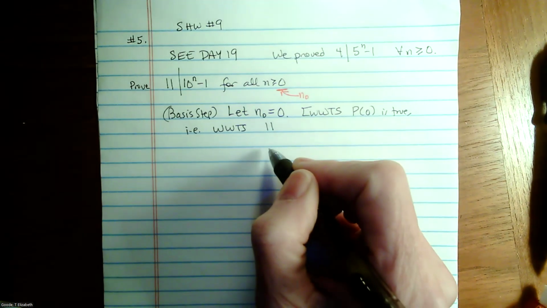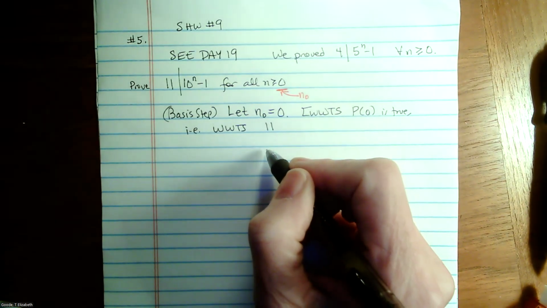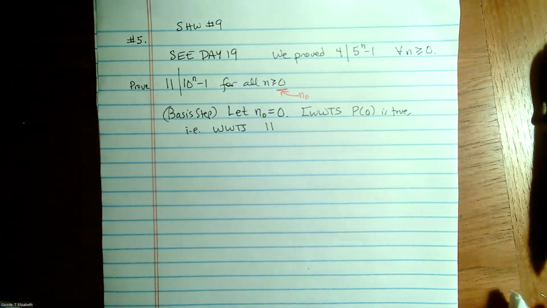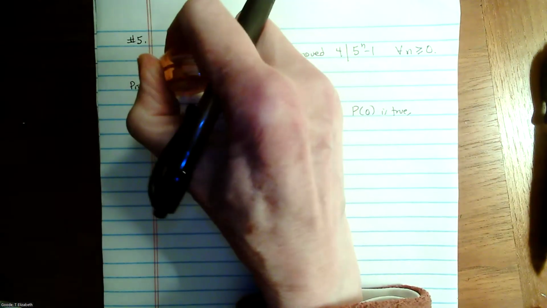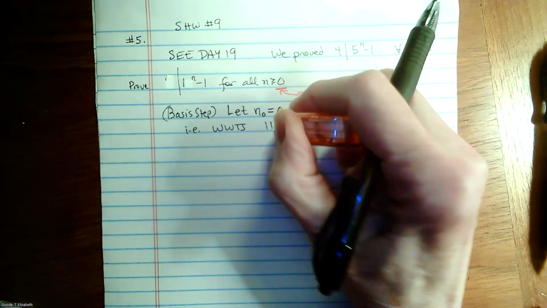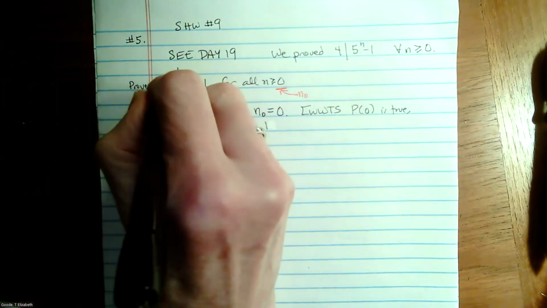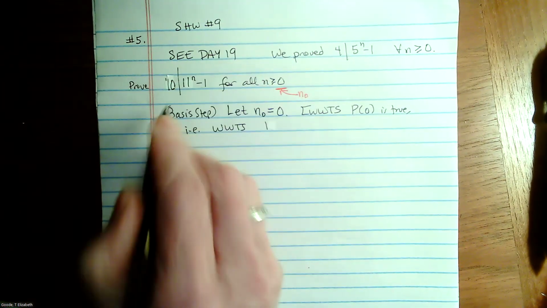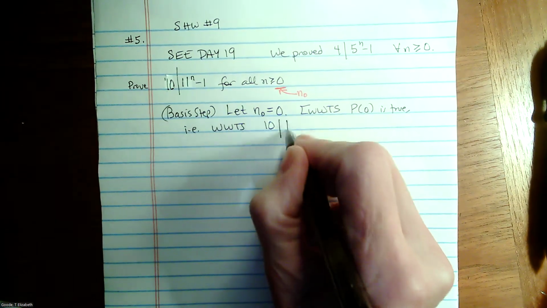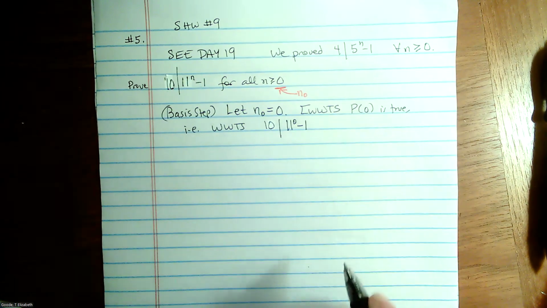Actually, it's 11 to the n minus 1. 10 divides 11 to the n minus 1. Yeah, this has to be one smaller. Okay, so we wish to show that 10 divides 11 to the 0 minus 1.